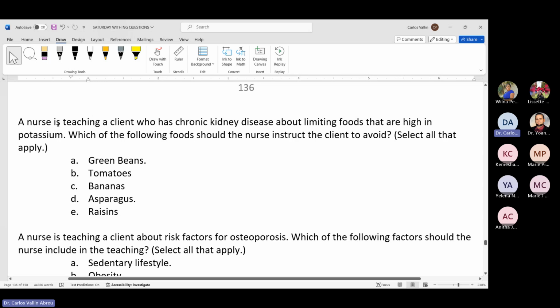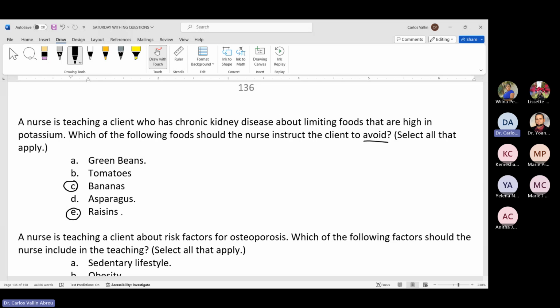A nurse is teaching a client who has chronic kidney disease about limiting foods that are high in potassium. Which of the following foods should the nurse instruct the client to avoid? So we have green beans, tomatoes, bananas, asparagus, and raisins. We know that bananas are very high in potassium. We know that the raisins and any dry fruit is very rich in potassium. So these two, we are absolutely sure.